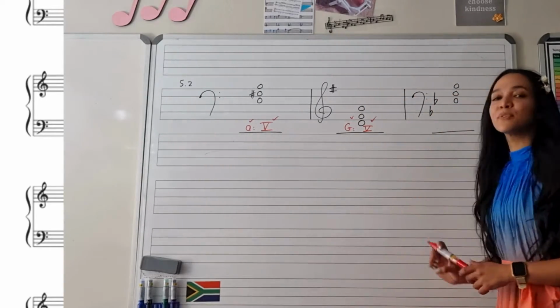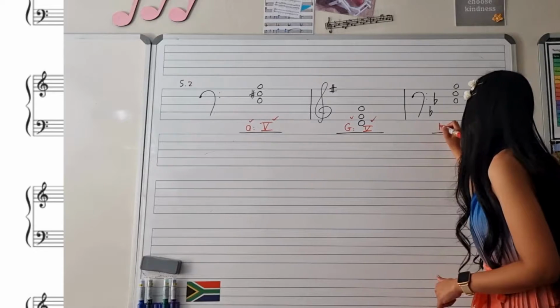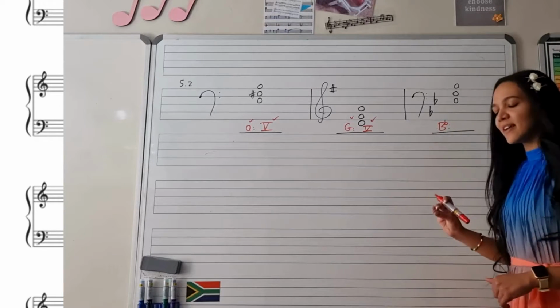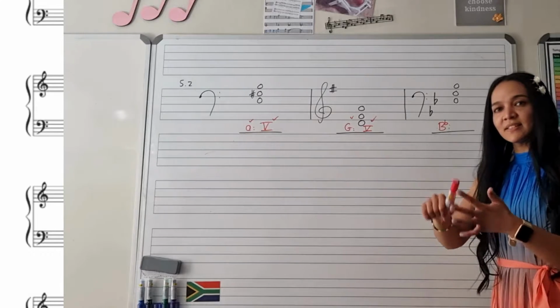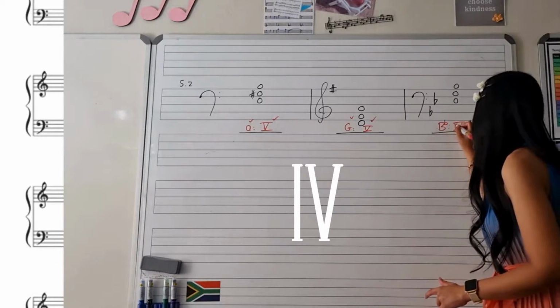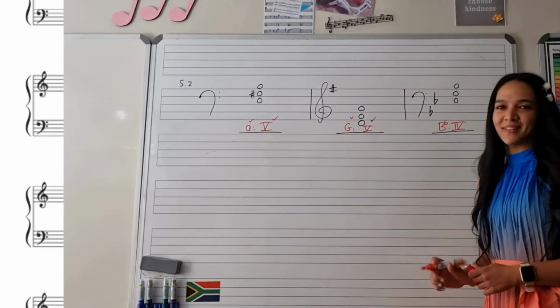Lastly, we have a key with 2 flats, and we're going to go ahead and write the major form of it, B flat major. And what is E flat in B flat? B flat, C, D, E flat. It is the subdominant, so that is correct. I will go ahead and write subdominant.